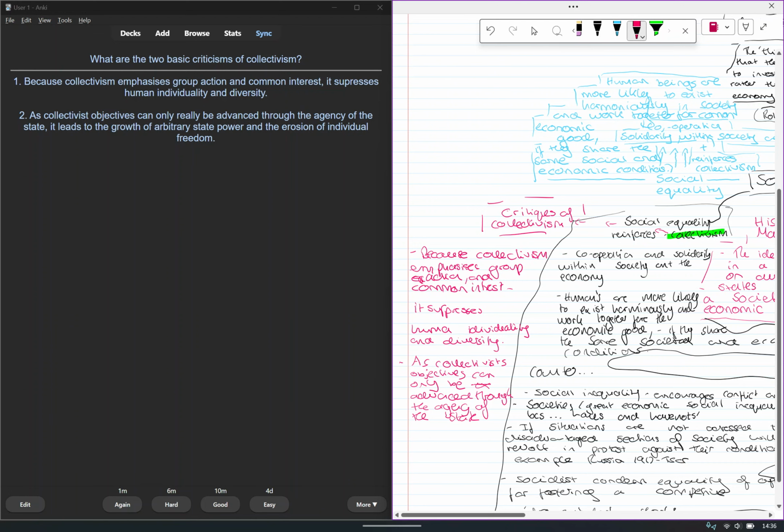What does this lead to? It leads to growth. Growth where? Growth of arbitrary state power and the erosion of individual freedom.